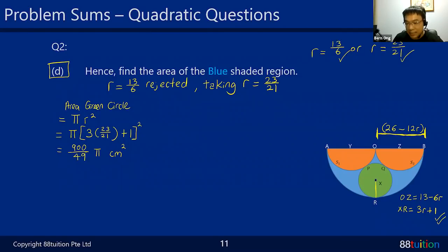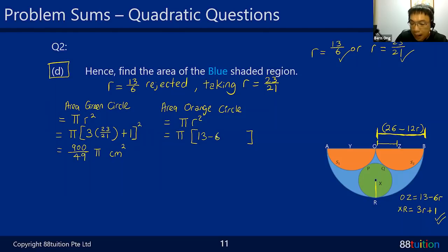Can I go and find the two orange semicircles together? So the area of the two orange semicircles put together is one circle, right? So area of orange circle, same thing, is equal to pi r squared. Okay, so the pi we leave it as pi. What is the r? The radius of the orange is OZ, that's the radius of the orange semicircle, which is given as 13 minus 6R. What is R? R is 23 over 21, and this whole thing squared. Okay, and you press your calculator, leave your pi down there. So 13 minus 6 open bracket, 23 over 21, close bracket. All right, press the square. You get 2025 over 49 pi cm squared.